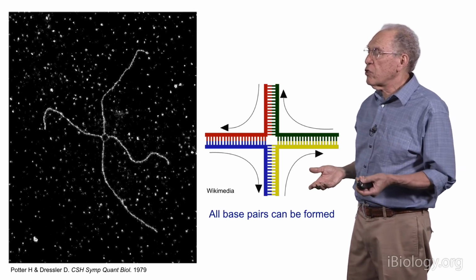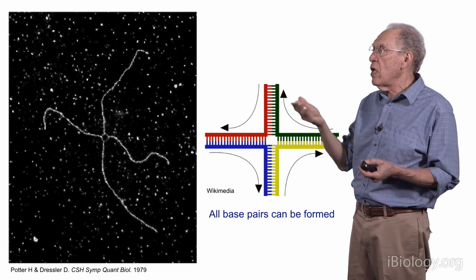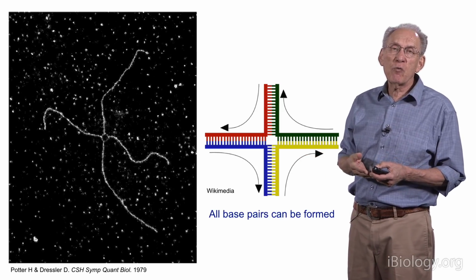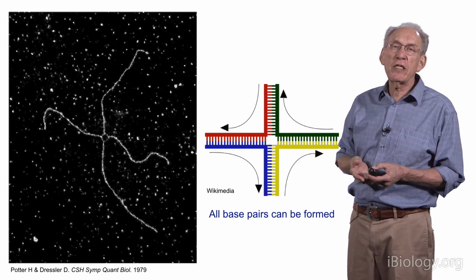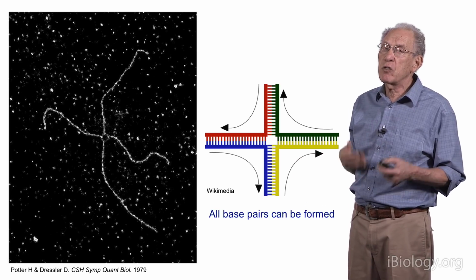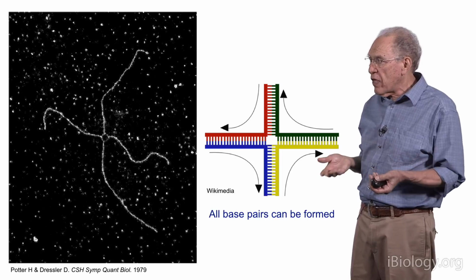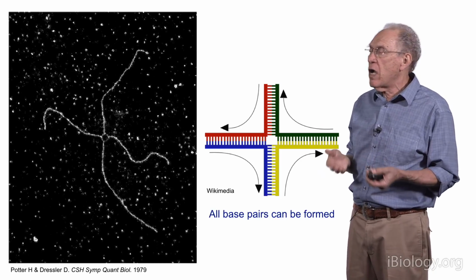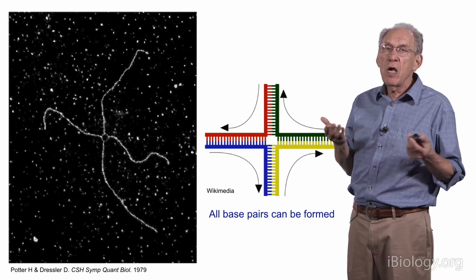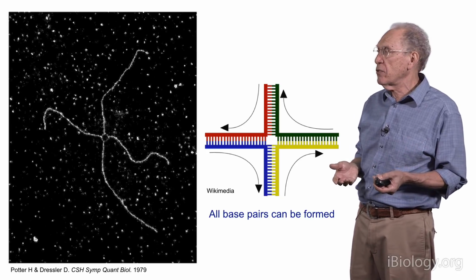So this weird structure, this chicken foot structure, has been called a Holliday junction after the scientist Robin Holliday, who first postulated it in 1964. At the time, nobody had ever seen these structures, but Holliday imagined what they would look like and had very interesting predictions about how these Holliday junctions were going to be important in recombination.